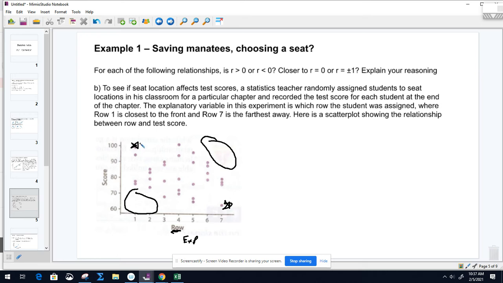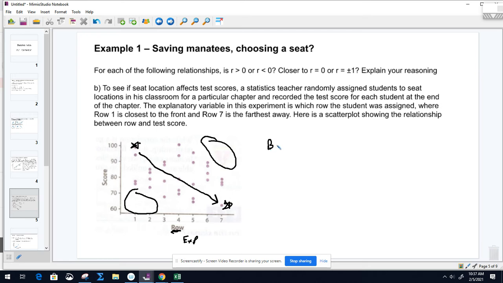If we look at this, because there are no dots here and no dots here, the closer the student sat, it looks like the better their score. Now, I wouldn't say that's a strong relationship at all. But because of these gaps, if there were dots here, we could say that there's no association or no correlation. But because those dots are there, we can definitely draw a negative correlation.